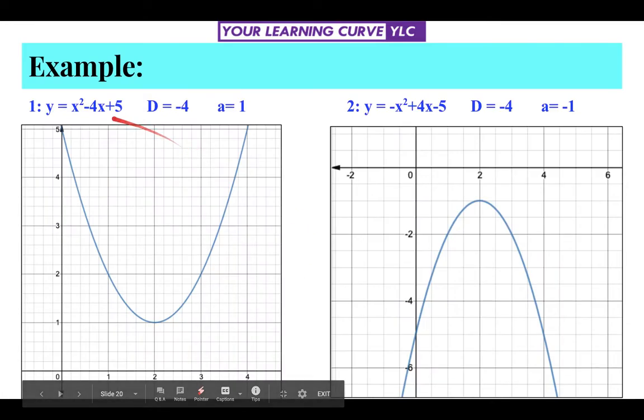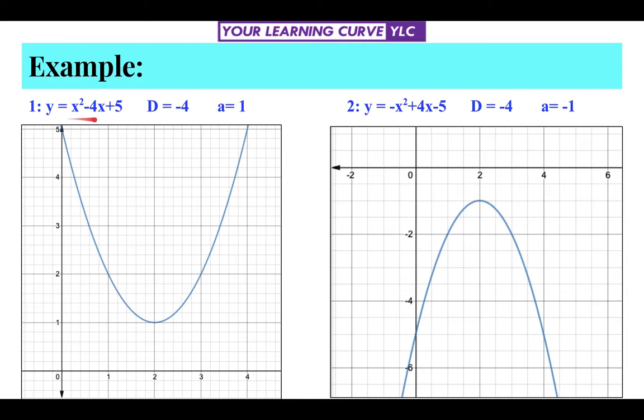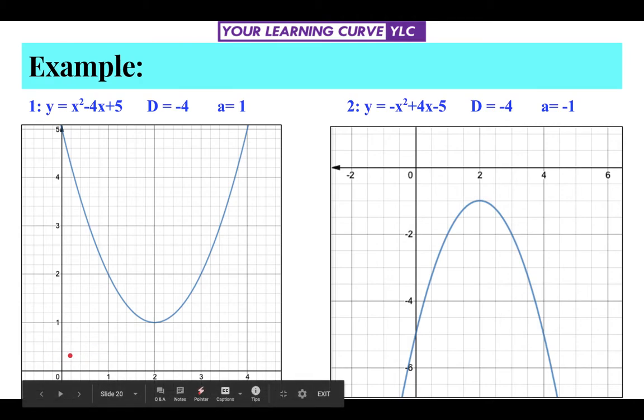Now let's discuss an example. If we consider the equation y is equal to x square minus 4x plus 5, here the value of a is 1, which is positive, discriminant 16 minus 20, minus 4, which is negative. It means a is positive, so the parabola opens upwards. Discriminant is negative, means there is no real root, that is, the graph never cuts or touches the x-axis.